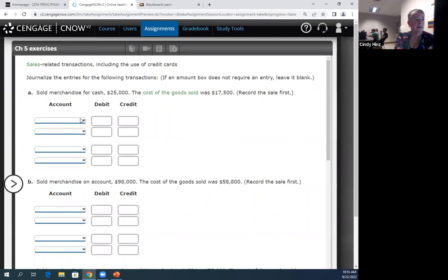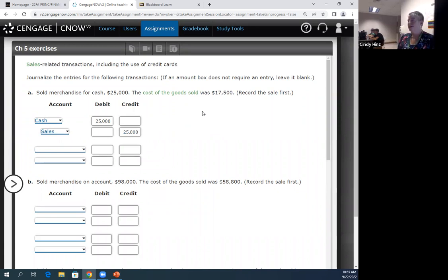So let's get started with this exercise then. Letter A says we sold merchandise for cash, $25,000. So what's one account that's going to be affected when we record that sale? What do we have that we didn't have before? Cash. So cash is an asset, normal debit balance. So to show we have more cash than we had before, we're going to debit our cash account for $25,000. Why do we have that cash? Because we made a sale, or we made a bunch of sales actually. And so we're going to increase the revenue account sales. So sales is a revenue account.